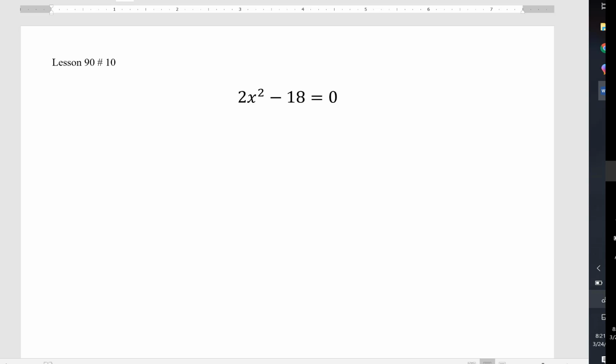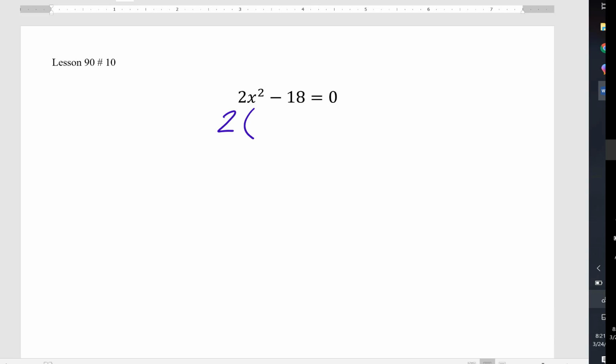Okay, so you're supposed to solve this quadratic equation by factoring, and whenever you're going to factor a quadratic equation or any kind of equation or any kind of polynomial expression, always look for a common factor first. All right, so 2x squared and 18 both have a common factor of 2. So you need to factor that out before you even start trying to factor the quadratic. So factor out the 2 first.